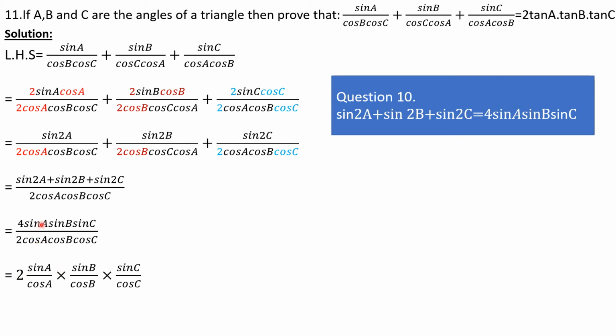We have kept sin A by cos A together, sin B over cos B and sin C over cos C. And we know sin A over cos A is tan A, sin B over cos B is tan B, sin C over cos C is tan C, which is equal to right hand side. Proved.